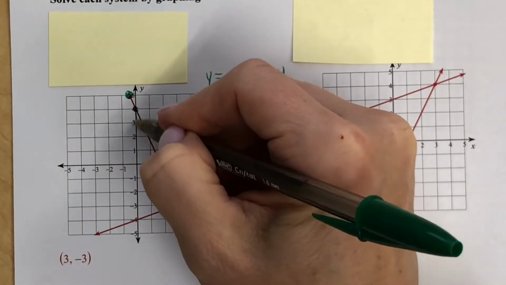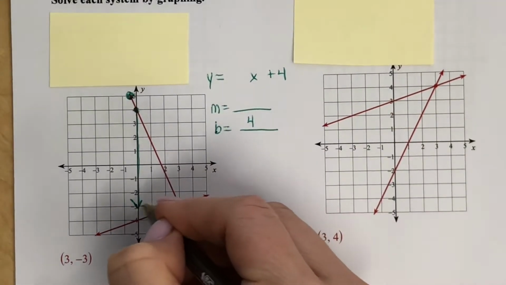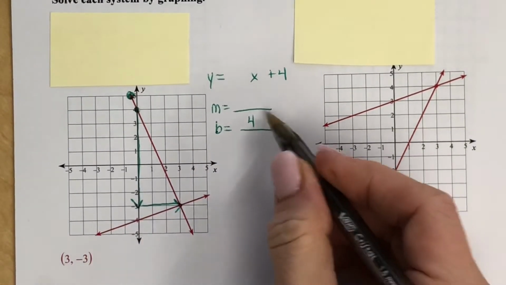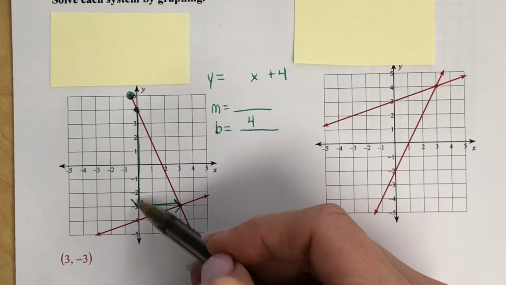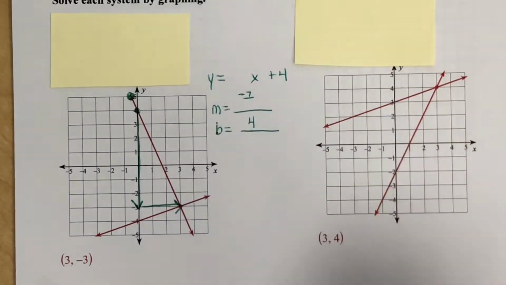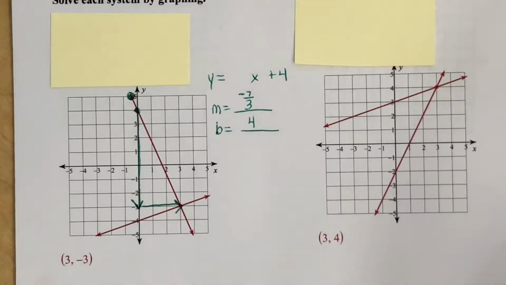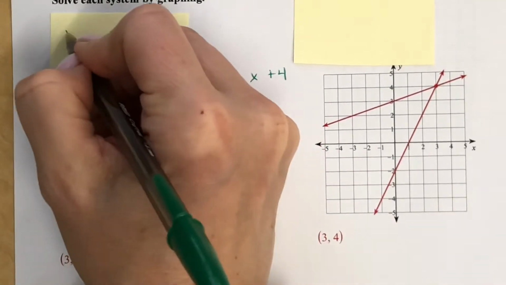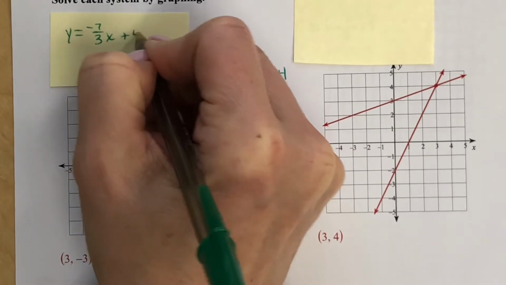So I need to find out what my journey from this point over to this point is, and that's going to be my slope. So I'm going down 1, 2, 3, 4, 5, 6, 7, and over 3. And because I rose 7 negatives, I'm going to put -7, and I ran 3. So I think one of these equations is going to be y equals -7/3 x starting at 4.